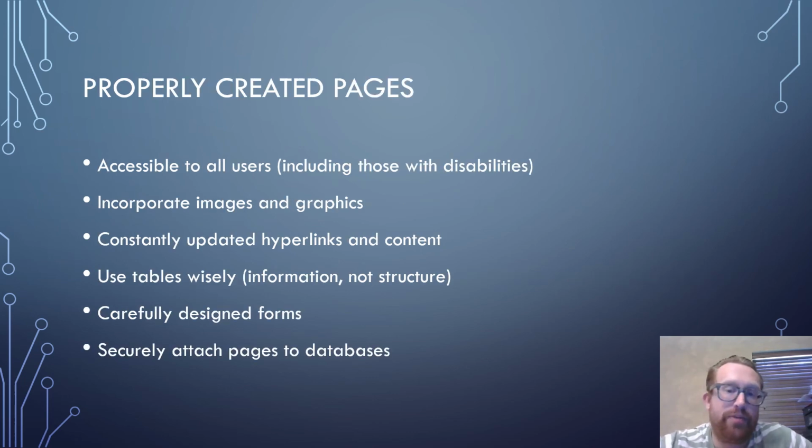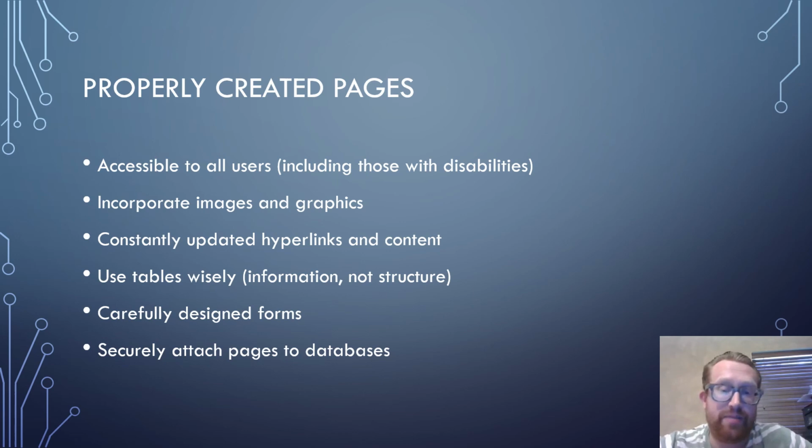So first thing we'll talk about is properly created pages, and this is important no matter what. The first one is accessible to all users, including those with disabilities. We've talked about this time and time again. It's a recurring thing, and it's not going to go away. Whenever you design for everyone, you need to make sure you're truly designing for everyone. Make sure you incorporate images and graphics tastefully, but not over the top. You don't want anything too flashy, and at the same time, you don't want anything that would cause people with disabilities to not be able to recognize those graphics or interpret them.